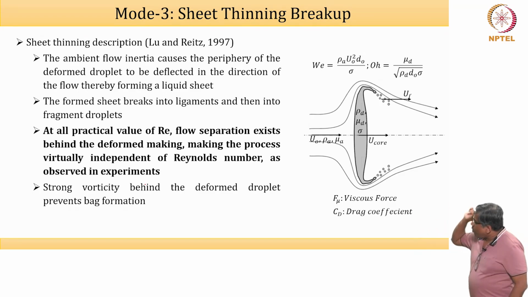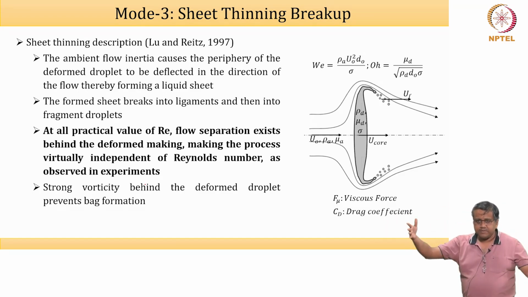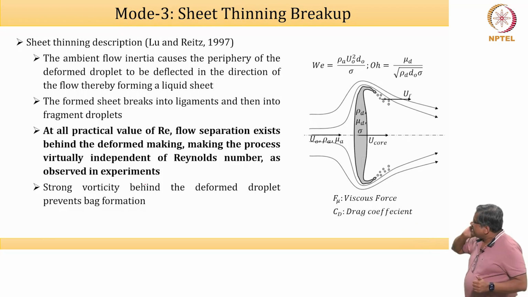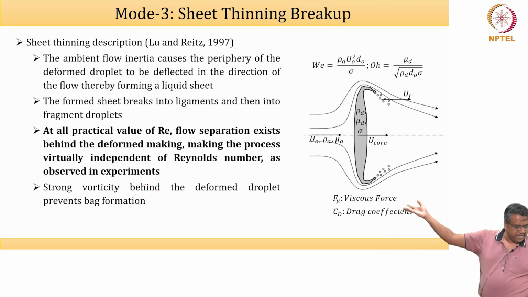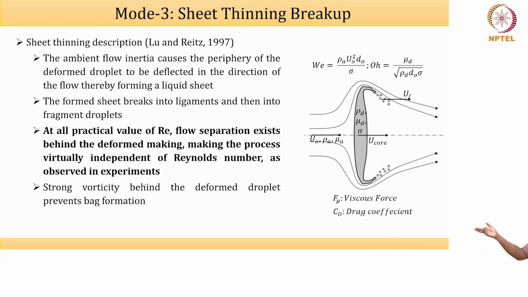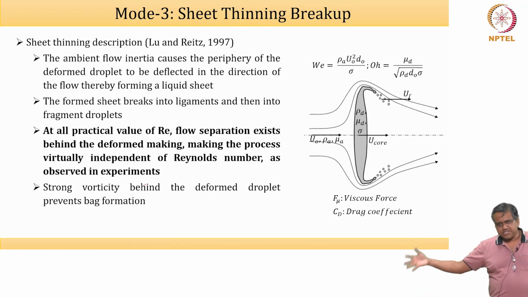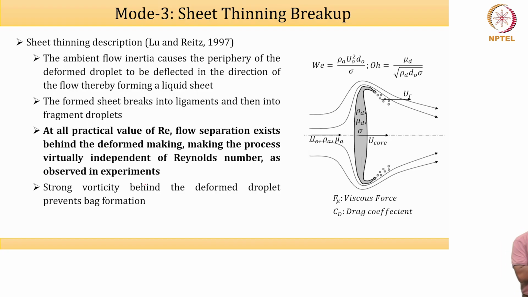where it actually says that this is an interesting concept. For all practical values of Reynolds number that you get, the flow is always separated. So there should not be any Reynolds number effect at all. That is the argument. That beyond a certain Reynolds number, the wake is the same. The wake structure is the same, right? So there is a very strong vorticity around the droplet back, okay, but the basic mechanism is still the same.